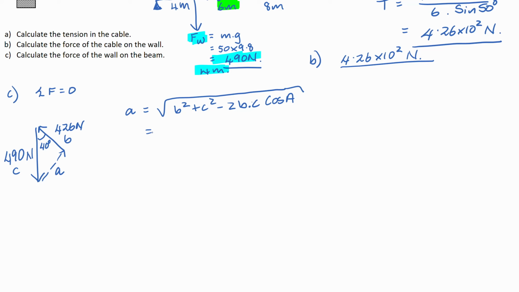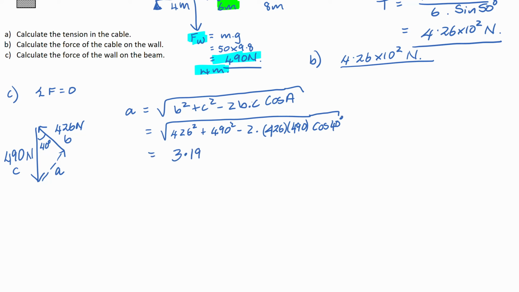Okay, so let's pop those numbers in. So I've got 426 squared plus 490 squared, take away 2 times 426 times by 490 times by the cos of 40 degrees. And if you pop that through your calculator really, really carefully, you end up with 319 newtons. This is going to be away from the wall.